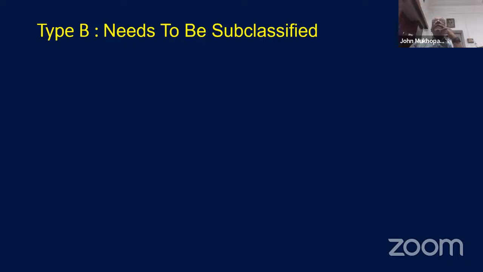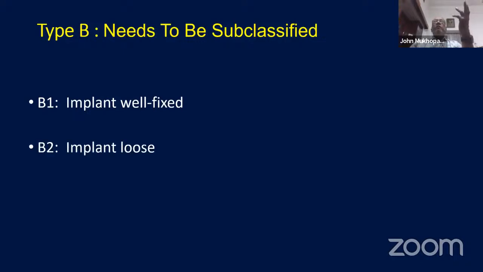Okay, now the type B, as usual, as in the Vancouver classification, needs to be subclassified. The B1 being the implant was well fixed.